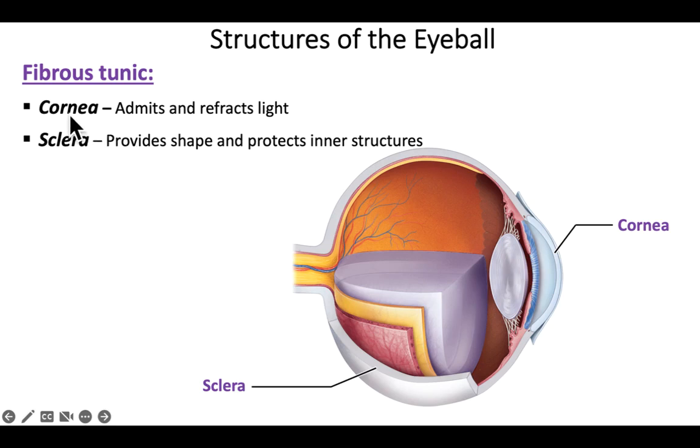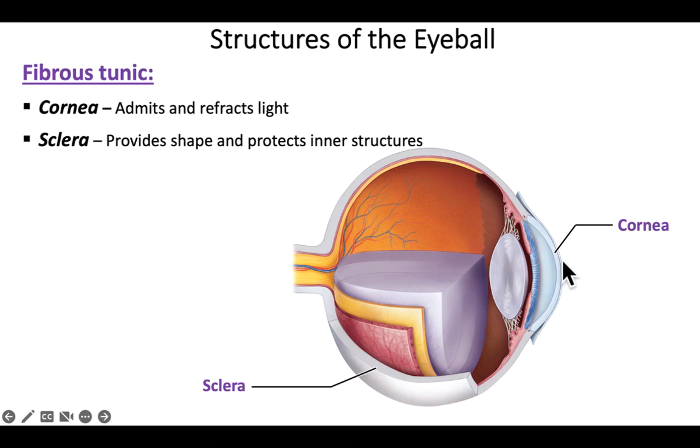The cornea does 2 things. It admits light, which basically means lets it into the eyeball, and it admits the light because it is transparent. All right. And then it does some refraction. Refraction is a very important process to understand. It's bending of light rays. So it's not reflection. All right.